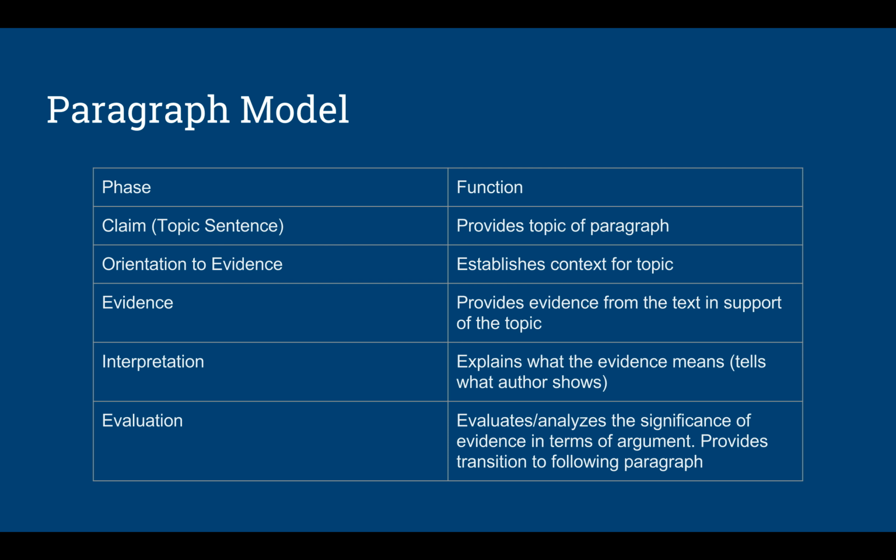So the first thing you want to do is a clear topic sentence, the claim of your paragraph, that provides the topic of your paragraph. Next, you want to provide a little orientation or context for your evidence that will be coming up. So establish some context in a few sentences for that topic. Then you can move into evidence. This is providing evidence from the text in support of your topic.